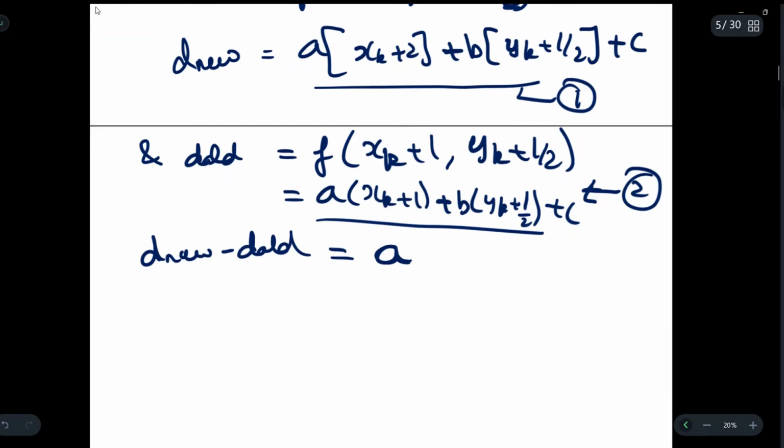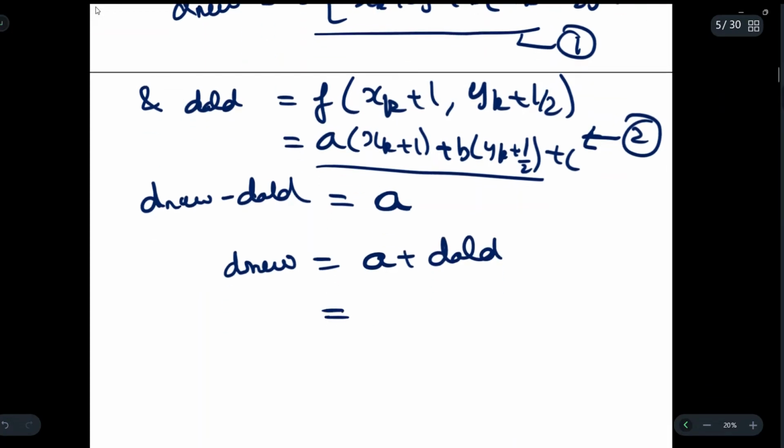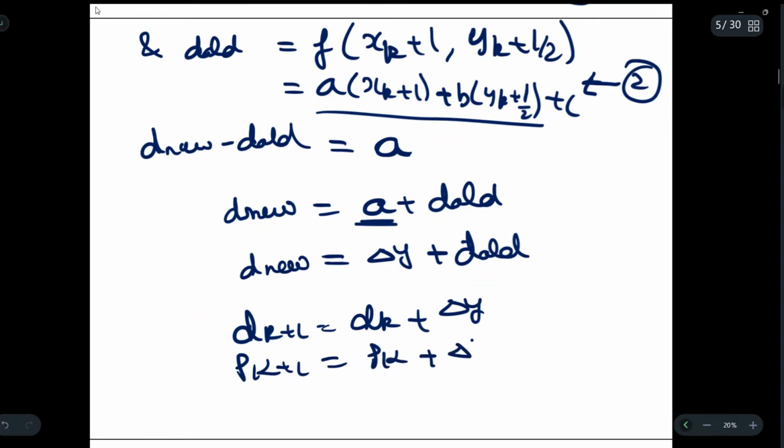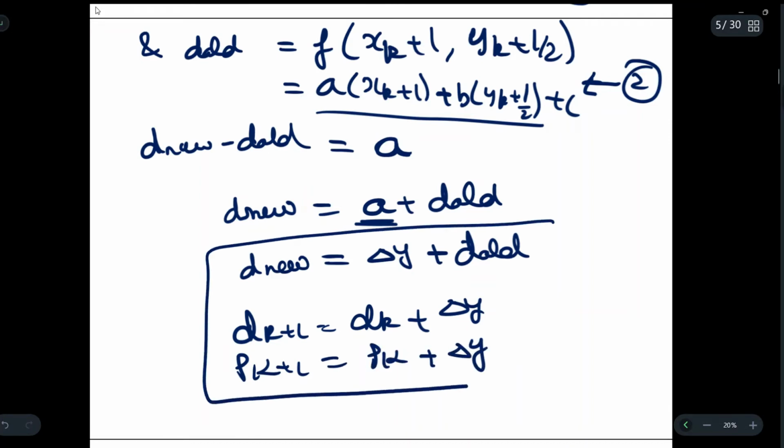So from here we know that the value of d new is equal to a plus d old, and we know that we had substituted the value of a as del y. So d new is equal to del y plus d old, or we can also write it as dk plus 1 is equal to dk plus del y, or we can also write it as pk plus 1 is equal to pk plus del y. All of these three things mean the same.